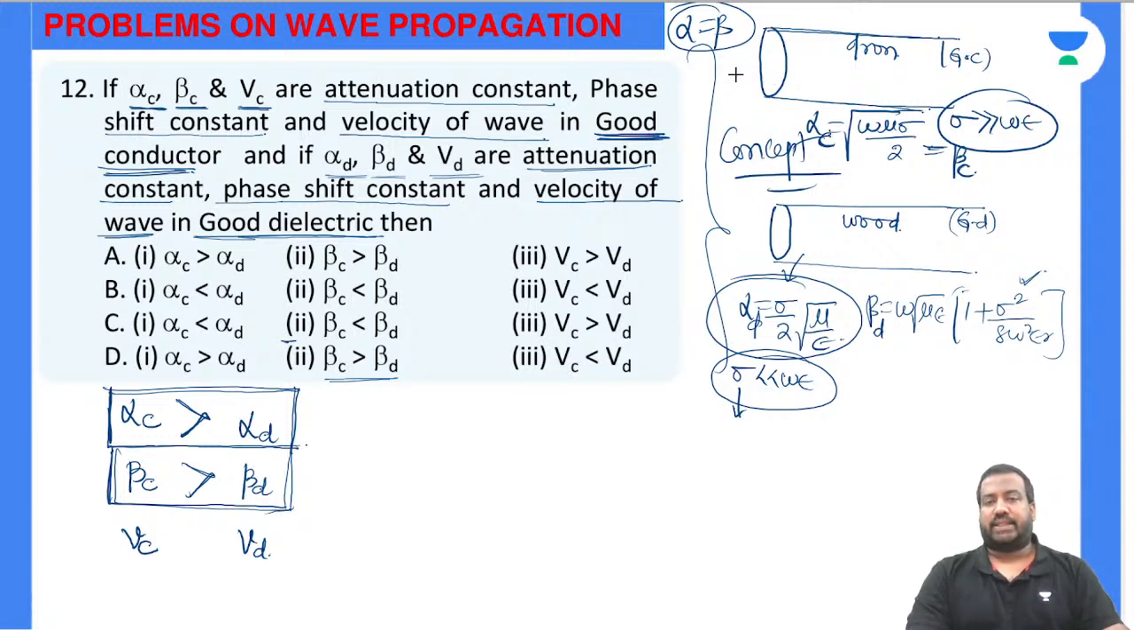Next, if you see the velocity, when the wave is propagating in good conductor, it is attenuating more. But what about velocity?